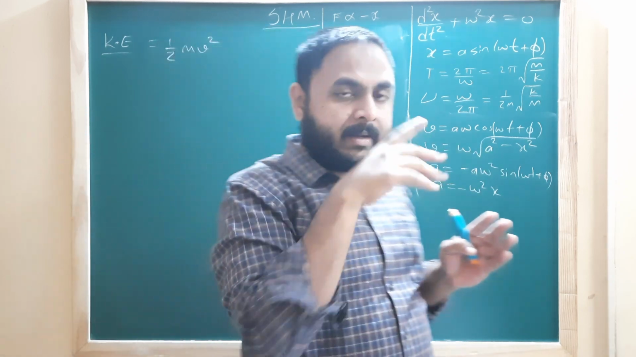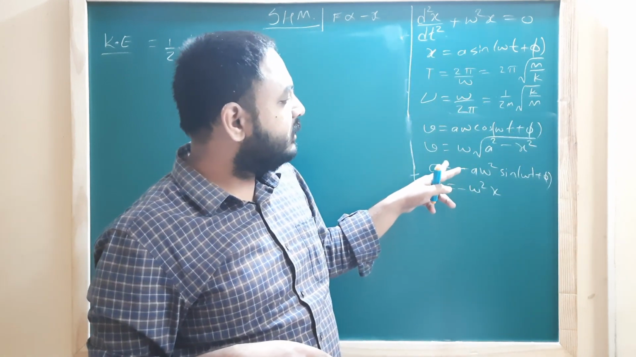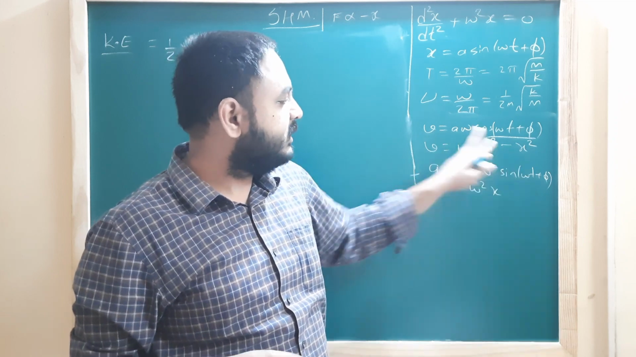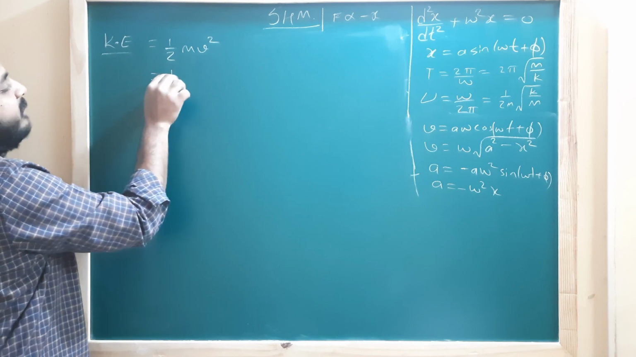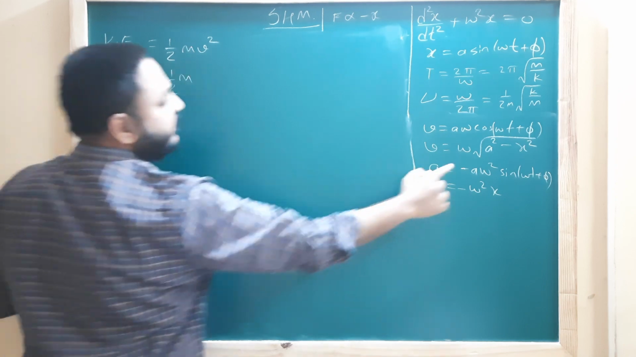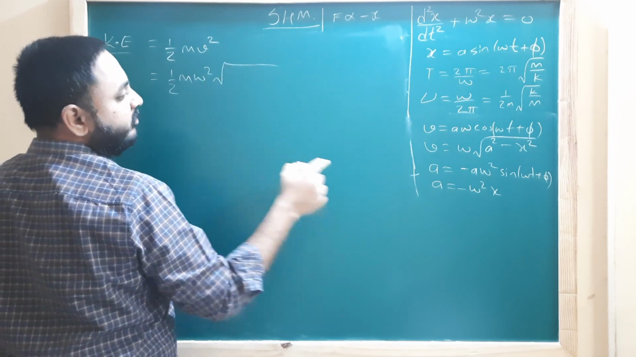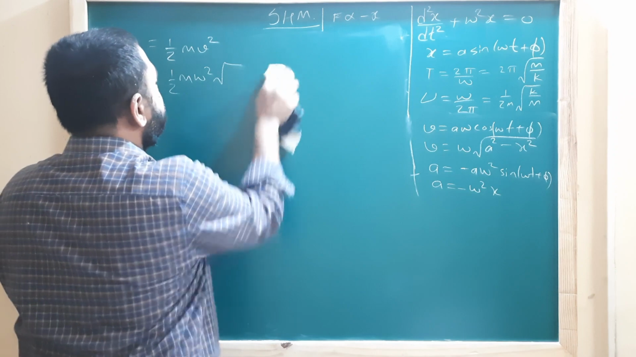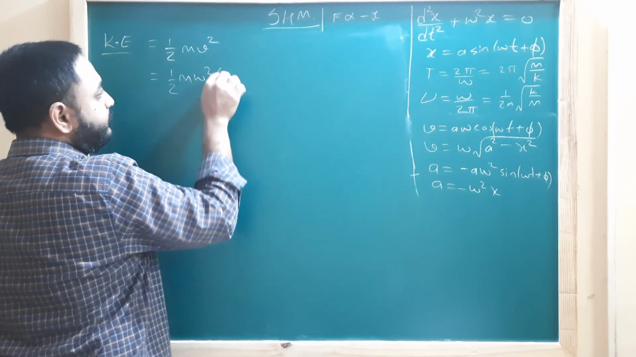हमको ये देखना है कि अलग अलग पोजिशंस पे क्या होता है. That is why, if you see, we are constantly trying to bring things in terms of position. वेलोसिटी को भी हमने इन टर्म्स ऑफ पोजिशन एक्सप्रेस किया, एक्सेलरेशन को भी. So just use this formula here. So I will have half m v square will become omega square square root of a square minus x square का square, तो square root निकल जाएगा. The square root goes away and we have a square minus x square.